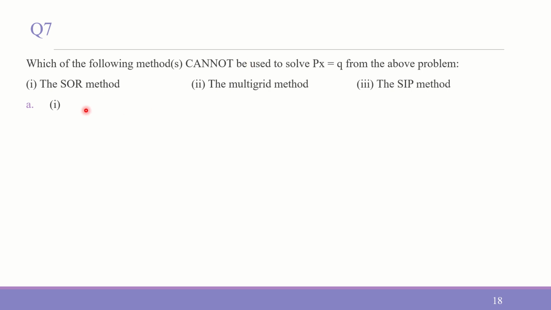Option A, 1, SOR method. Option B, 2, the multigrid method. Option C, 3, the SIP method. Option D, all three can be used. So the answer is actually option D, all three can be used. In the previous question it was asked which of the methods can be used. In this particular question, the question is which method cannot be used.